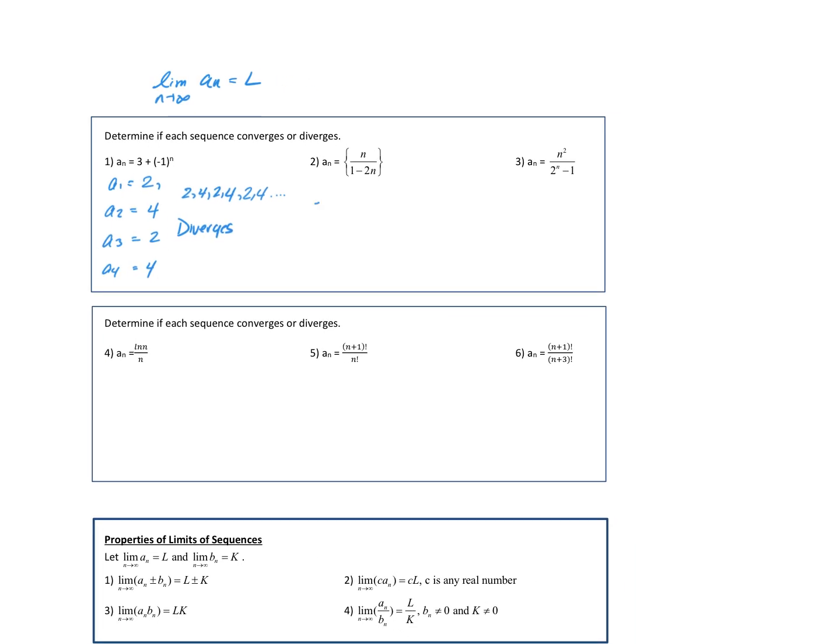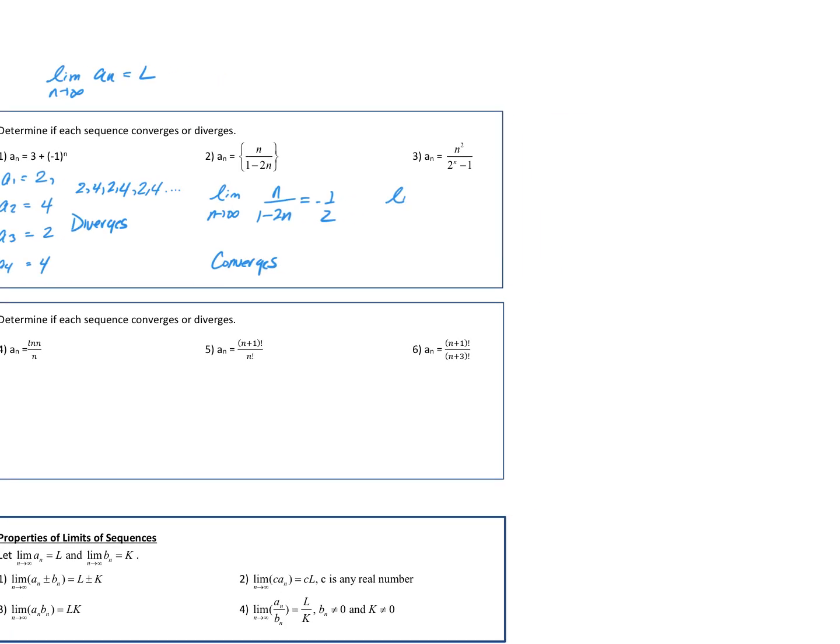For this one, I'm going to say the limit as n goes to infinity of n over 1 minus 2n. We're doing limits at infinity. So we look at the coefficients because the powers are the same. So in this case, we're going to get negative 1/2. So we would say that it converges.